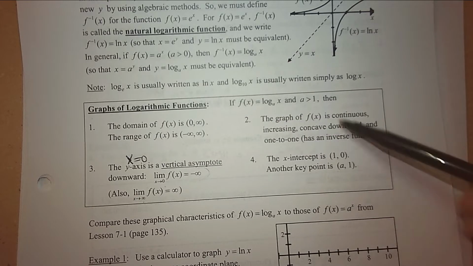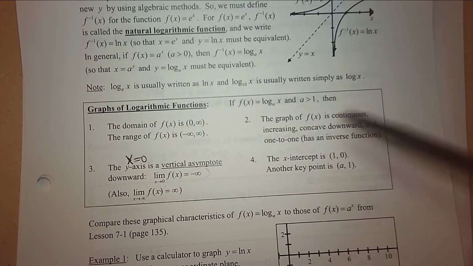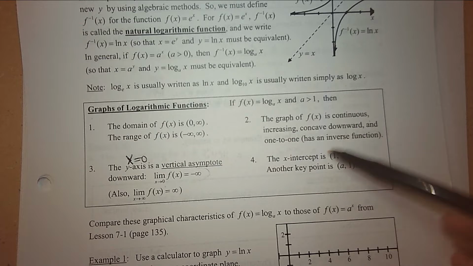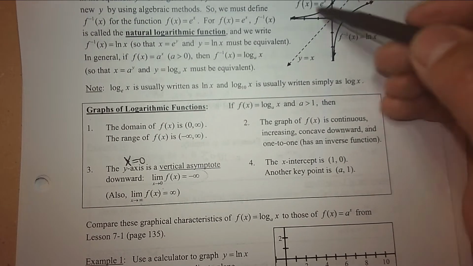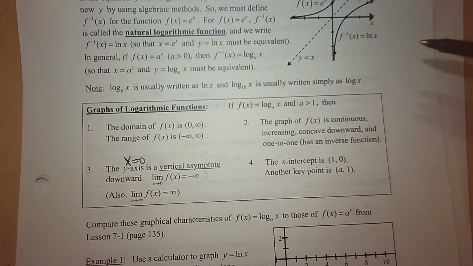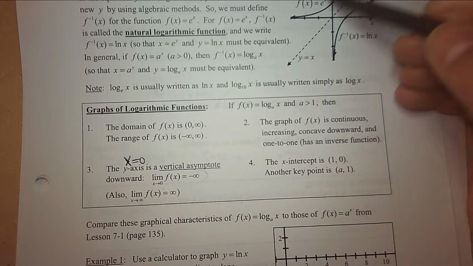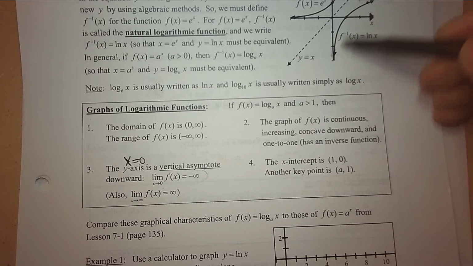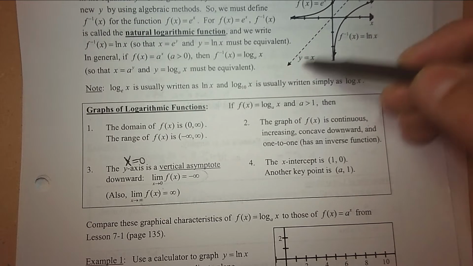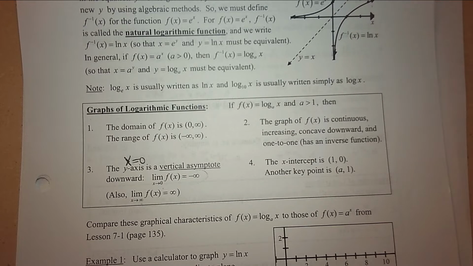The graph of the function is continuous. It's increasing. It's concave down. Do you see the one on the right is the logarithm? An exponential is concave up. A logarithm is concave down. Now, one of the properties of inverses is it reflects over, right? And when you reflect a happy face, it becomes a frowny face.